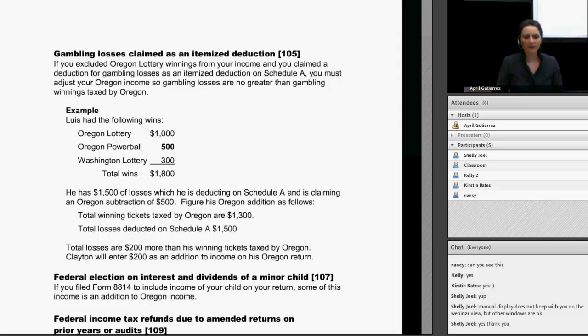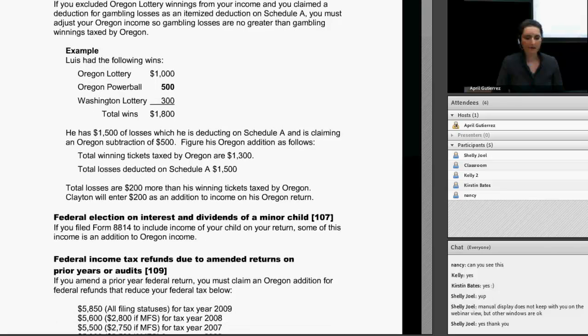Federal election on interest and dividends of a minor child. If you file Form 8814 to include income of your child on your return, some of this income is an addition to Oregon income. And I don't have an illustration in here, but we just covered this exact topic in our federal CPE series a week ago. And in that series, we took a look at Form 8814. And I'm just going to make a note of how 8814 works. Form 8814 is used to calculate tax on investment income of a child reported on the parent's return.